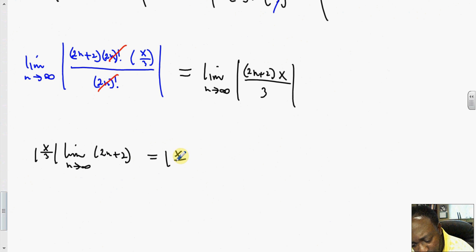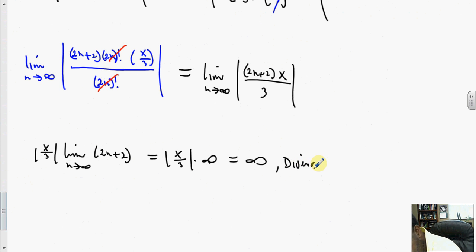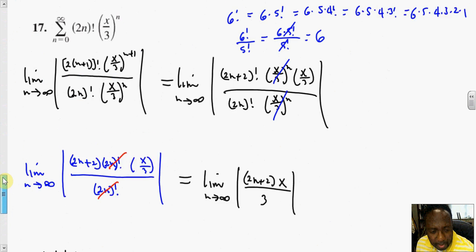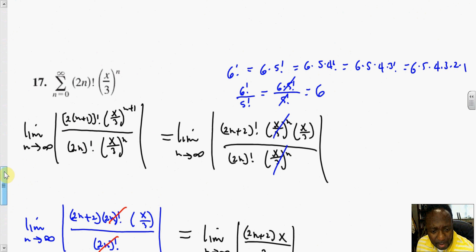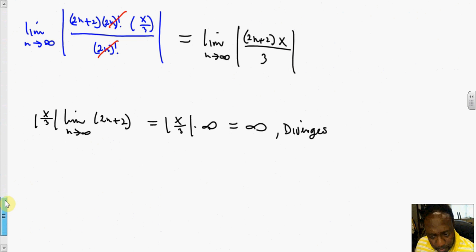So I have the absolute value of x over 3 times infinity. That's infinity. So I get divergence, right? So here the series diverges. But does it diverge everywhere? It does, except at one value. That is when x is equal to 0. We get something good. Well, notice if x is 0, I have the summation of 0, which is just 0. That's convergence. So anytime you get the limit here to equal infinity, go back and check for convergence at one point.